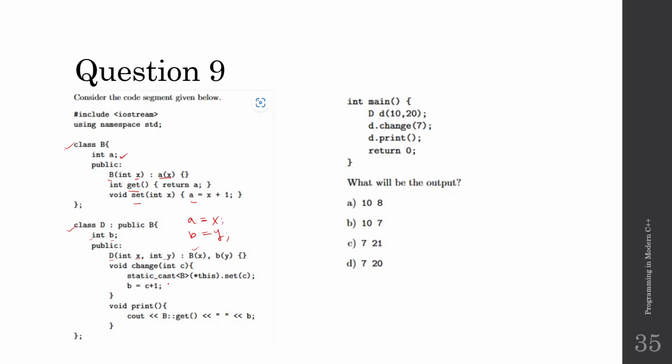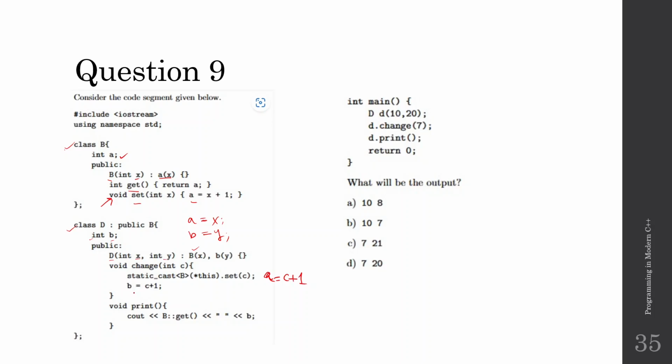Then we have this function called change, void change, which takes the integer argument c. It does this casting, but ultimately it calls b's set function, and as we saw, the set function sets a to x plus 1. So this line sets a equal to c plus 1, something like this.